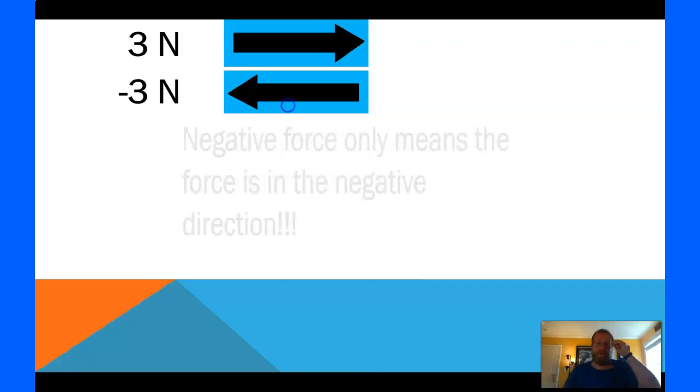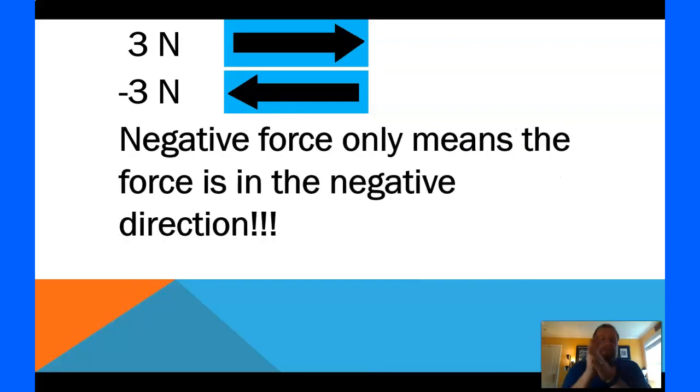That helps us do math later on. Negative force only means the force is in the negative direction. It does not mean it's less. Can I say that more times? I don't think so. Okay, if you printed out the notes, flip them over to the back because there's no room for this on the front.